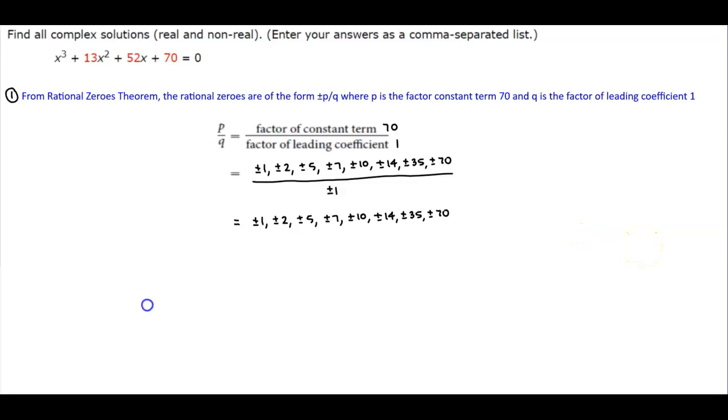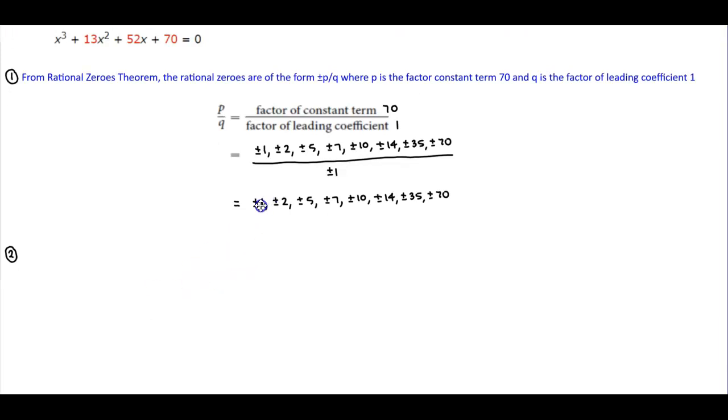The first thing we want to do is try each of these values using synthetic division, but we can shorten it a little by using the remainder theorem and plugging in each value. So let's find f of 1 and plug that into the function: 1 cubed plus 13 times 1 squared plus 52 times 1 plus 70. If we plug that into our calculator, we get 136, so that is not a 0.